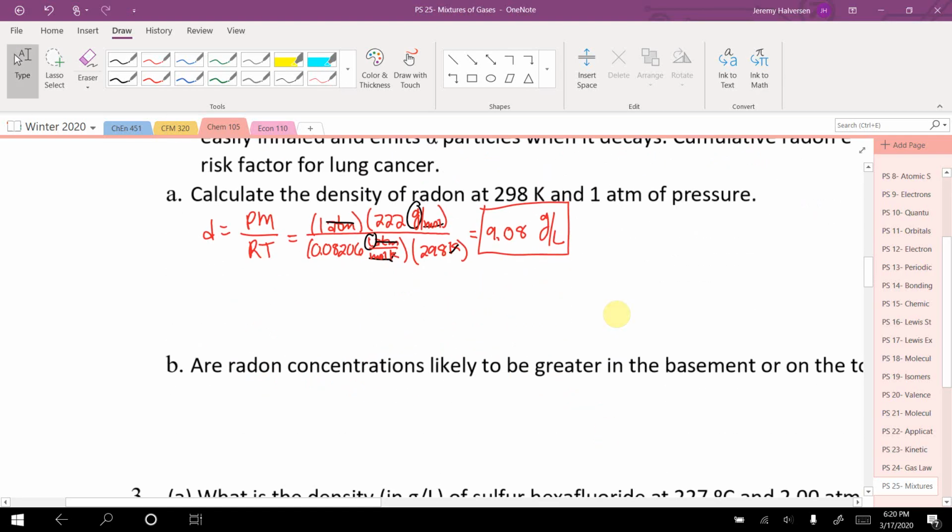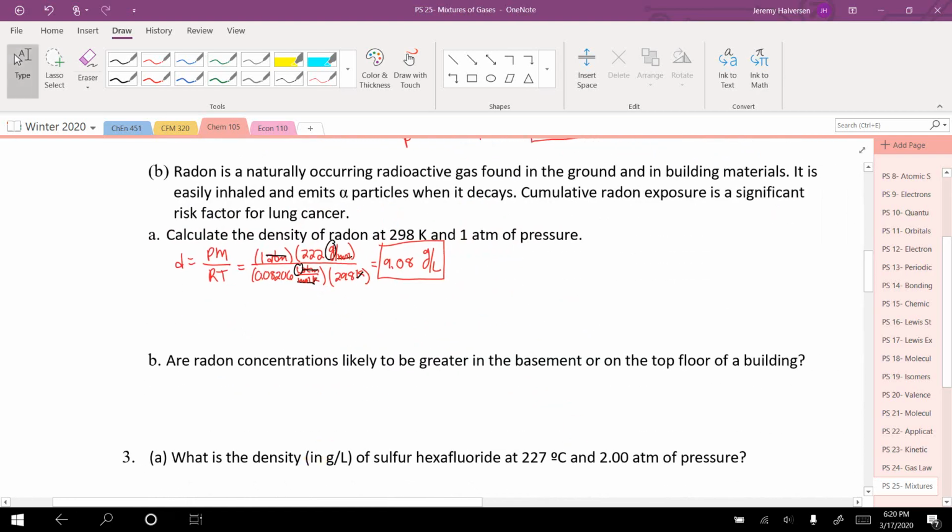All right, our radon concentration is likely to be greater in the basement or on the top floor of the building. Well, remember, more dense gases fall.